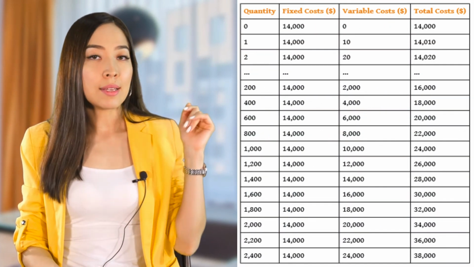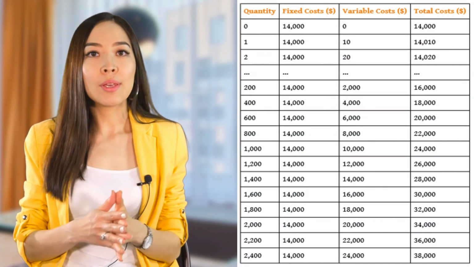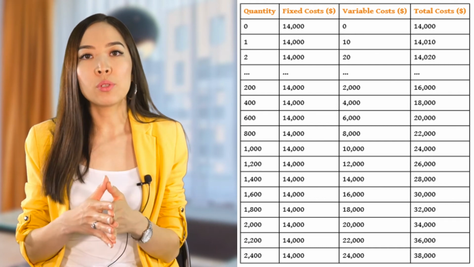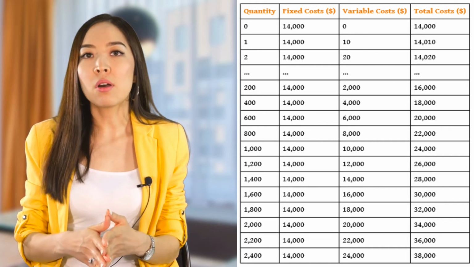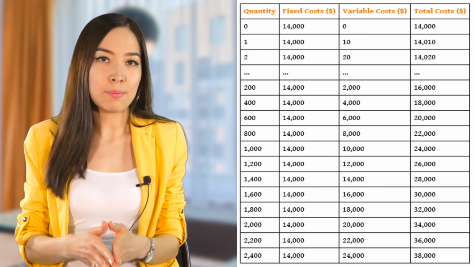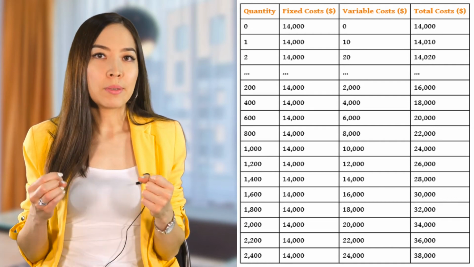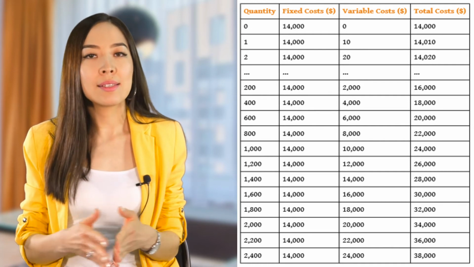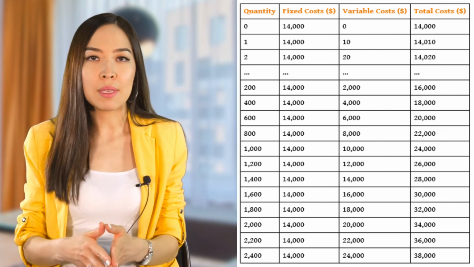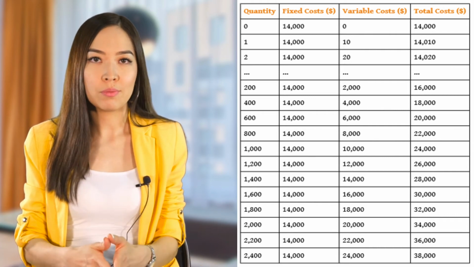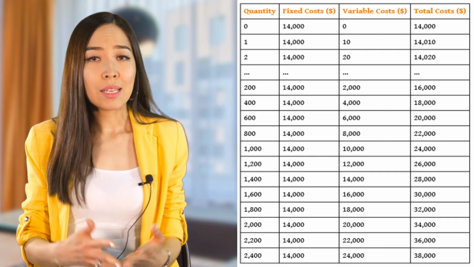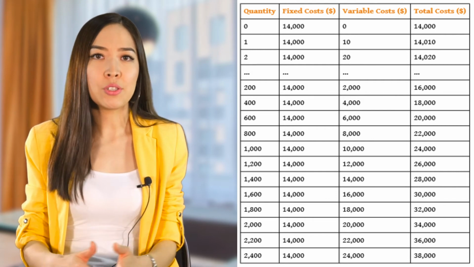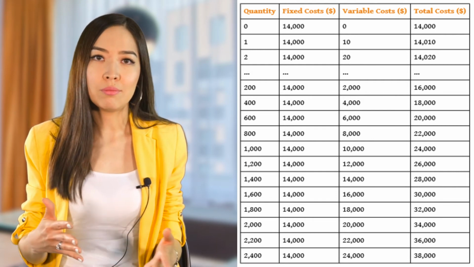And look at this graph. Here you can see that if output increases by 1 unit, variable costs increase by $10. As for fixed costs, they are constant all the time, even if you produce zero output. Okay, now we're ready to make a decision to continue our activity or not.